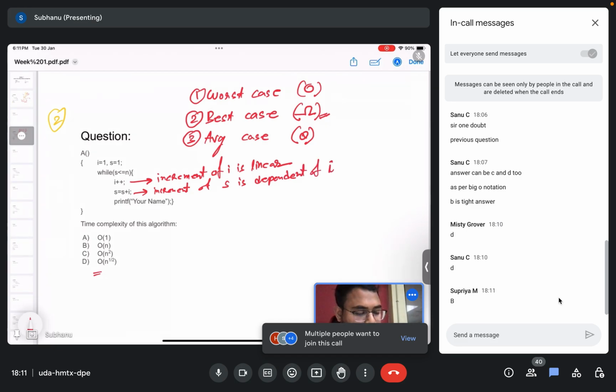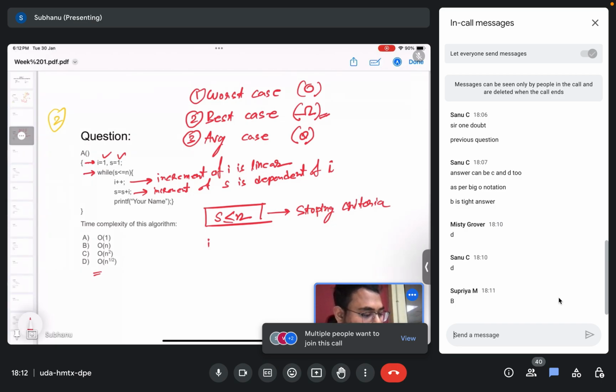Okay, so now how can we verify this? i is starting from 1 and s is also starting from 1. And what is the stop condition? Whenever s is less than or equal to n, we continue, and otherwise we stop. This is called the stopping criteria. So how can we start? First our code will execute from here, then we come to this step and check whether s is less than or equal to n or not.